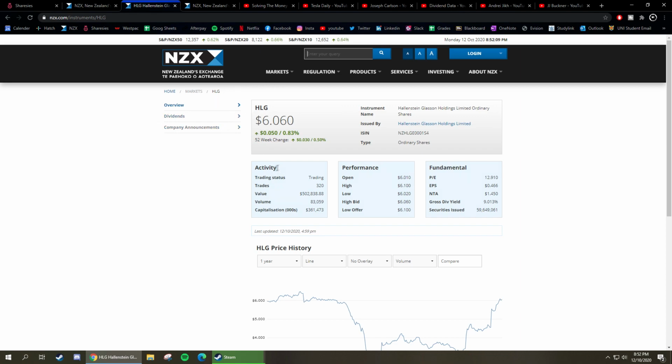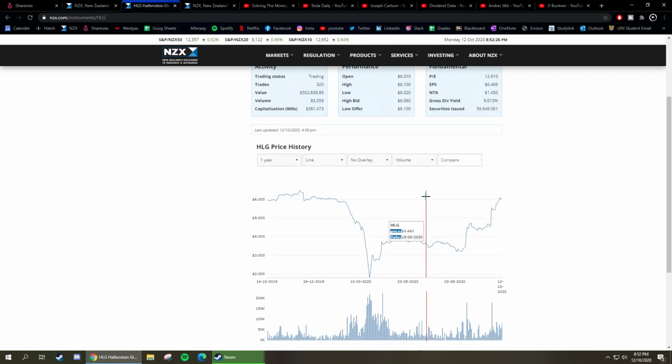And you'll see the activity for the day, the yearly change in price. So it's pretty much just recovered from COVID. The performance for the day and the fundamentals like the price to earnings ratio, the earnings per share, net tangible assets, the dividend yield, and the amount of securities issued in the market.